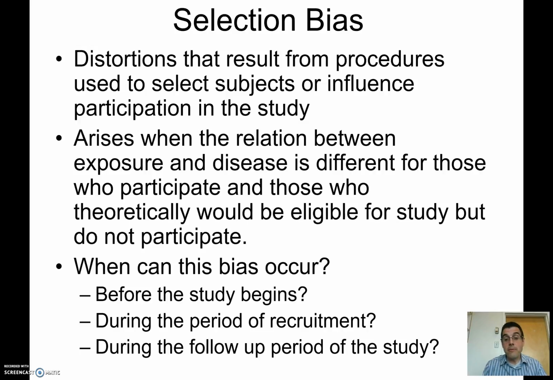Can it occur before the study begins? Can it occur during the period of recruitment? As well as, can it occur during the follow-up period of the study? So as I said, you have to ask yourself, when can selection bias occur when you're recruiting subjects to be a part of the study? And the answer is that bias can occur in all three of those scenarios: before the study begins, during the period of recruitment, as well as during the follow-up period of the study.